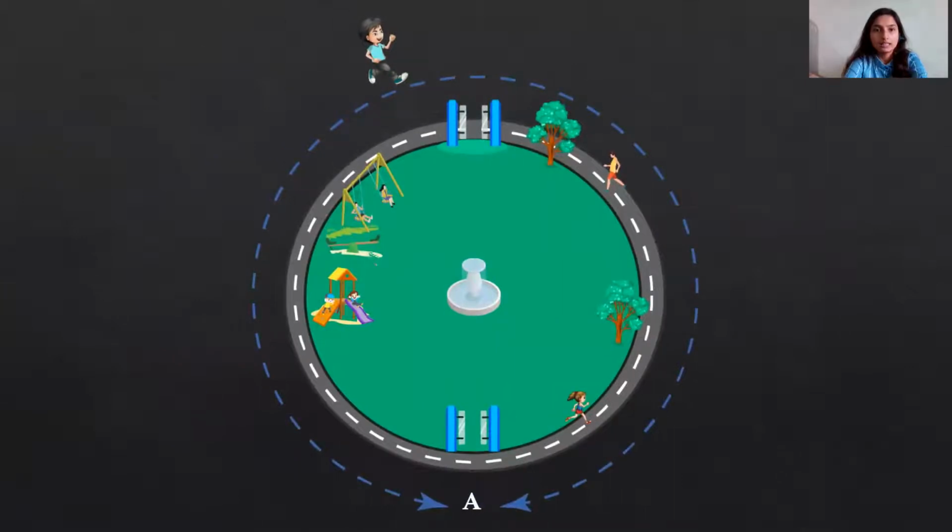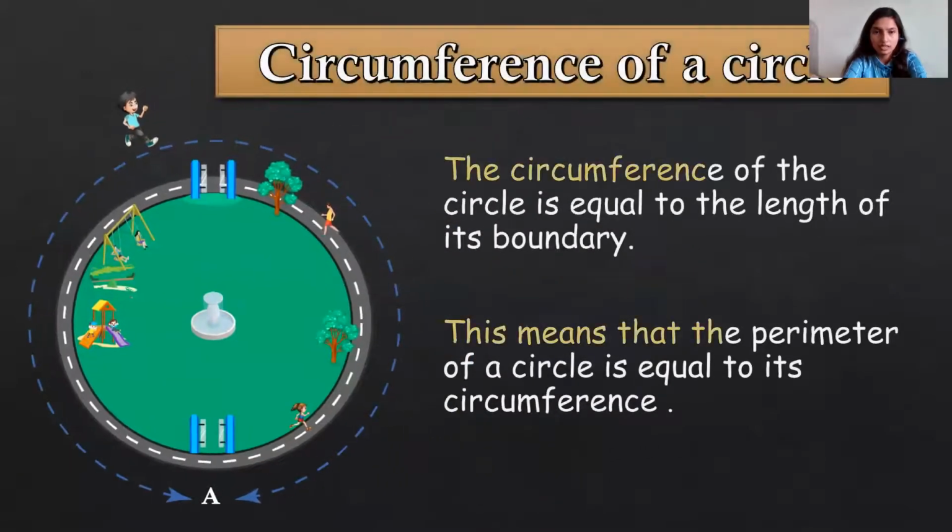Now, let's take an example of this boy. If this boy starts running from the point A and reaches the same point after completing one round of the circular park, he covers a certain distance. This distance, or the boundary of the park, is called the circumference of the circle. So we can say the circumference of a circle is equal to the length of its boundary. This means that the perimeter of a circle is equal to its circumference.